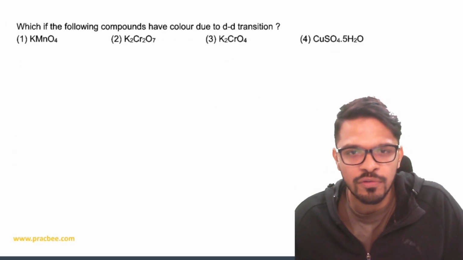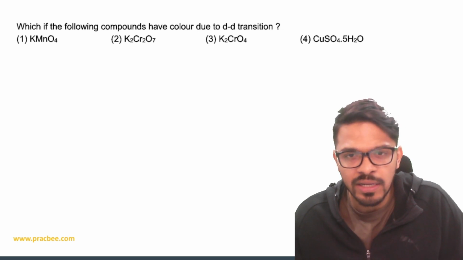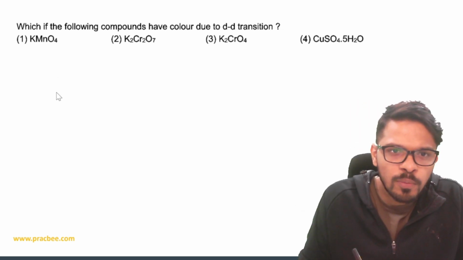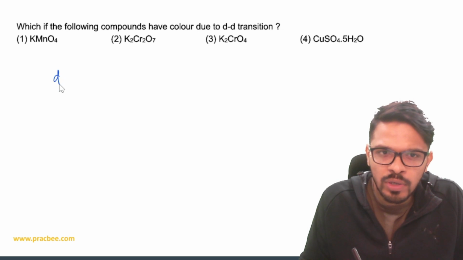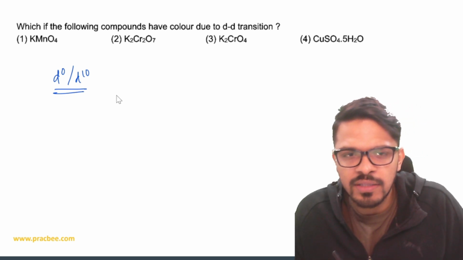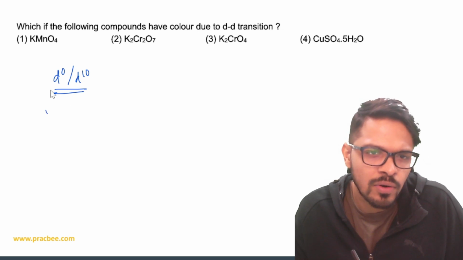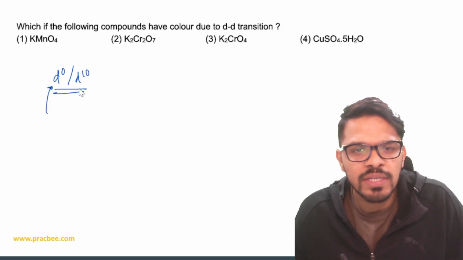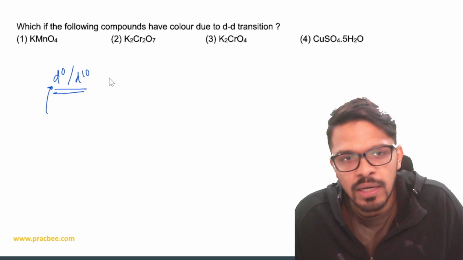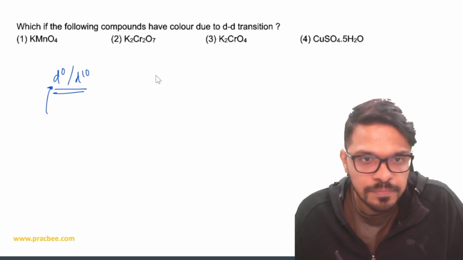The first question of inorganic chemistry is, which of the following will have color due to d-d transition? If we talk about d-d transition, it will happen only if we do not have d0 or d10. In d0 or d10, we do not have d-d transitions as all electrons are paired, or there are no electrons in d0. So d0 and d10 are usually colorless and they usually do not have d-d transition.